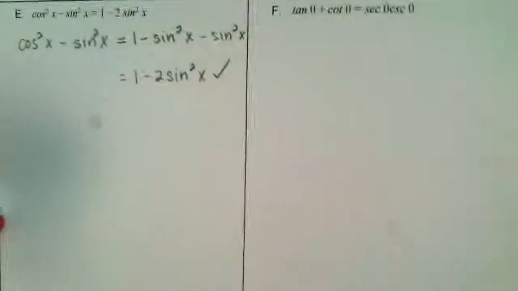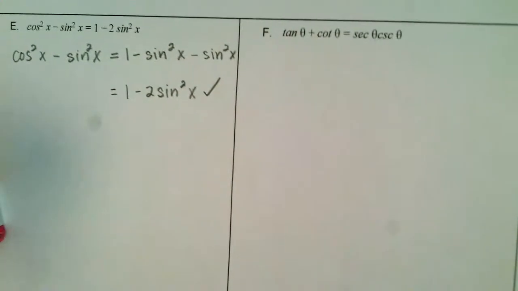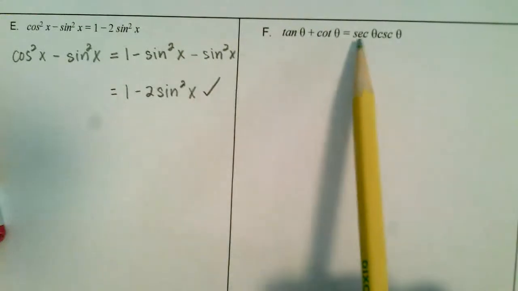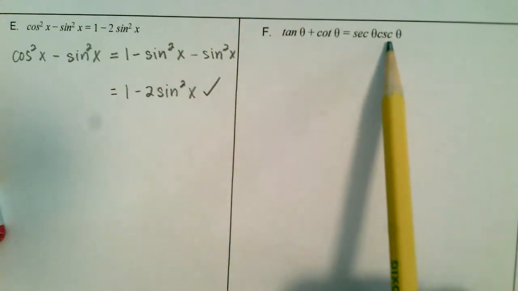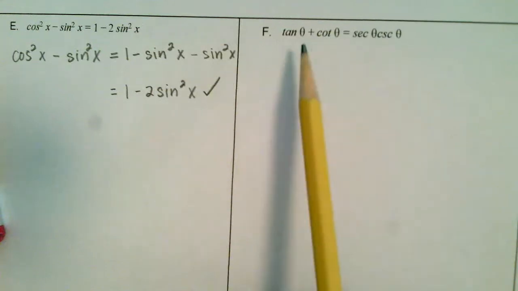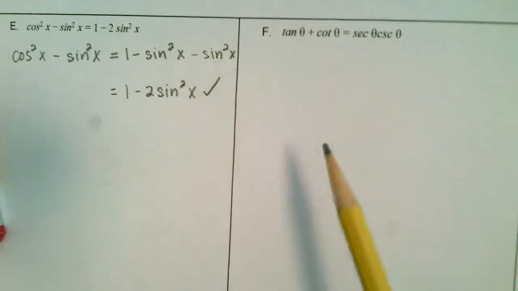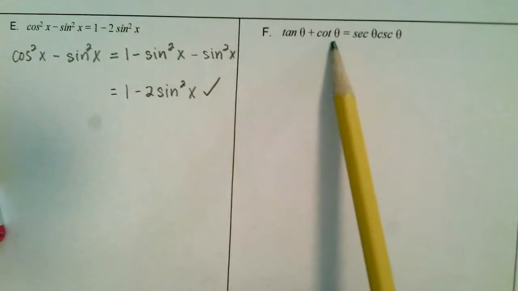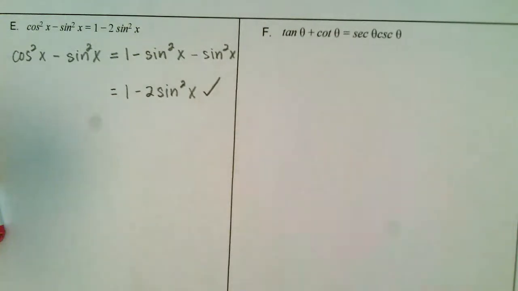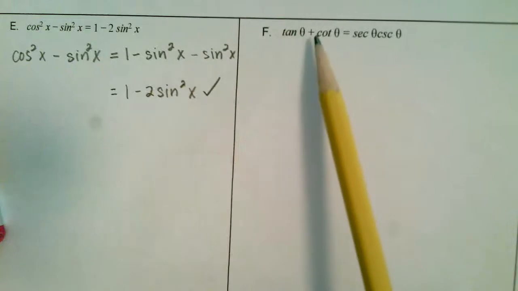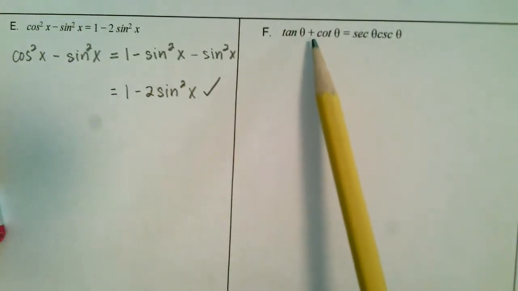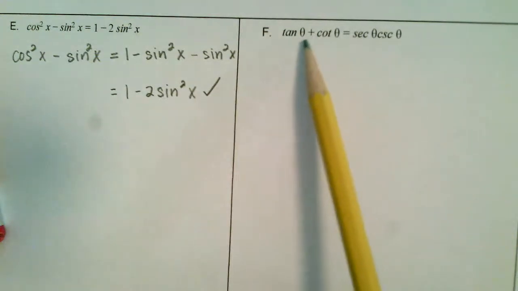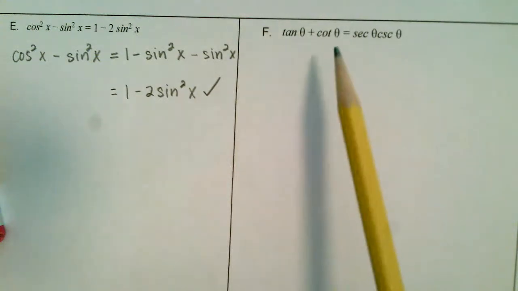Okay, our next one. So here I have tan theta plus cotangent of theta equals secant theta times cosecant of theta. So this one is kind of strange to figure out which side is more difficult. We have two functions on the left side, we have two functions on the right side. I will tell you, in general, addition and subtraction are more complicated than multiplication and division. Because with multiplication and division, a lot of times we can divide out. With addition and subtraction, we have to find common denominators. We have to do things that are more complicated.